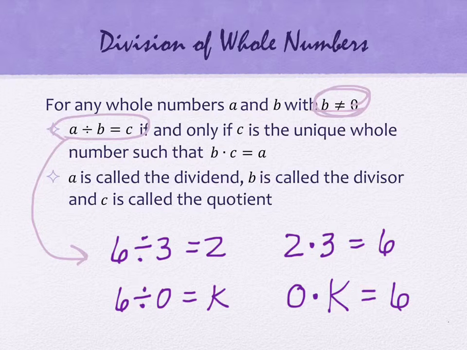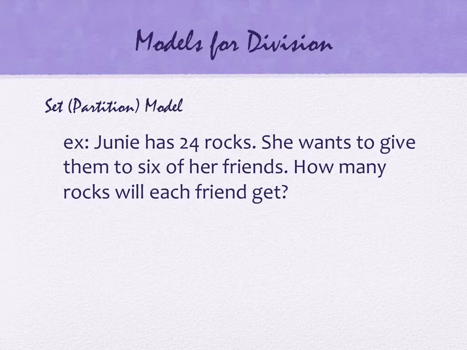You've probably heard this language before. A is the dividend, B the divisor, C the quotient. Quotient is probably the one that we use the most when we're talking about division at the younger ages. All right, there are 4 models for division. The first 2 are grouped together in your book. I separate them out because they each have a different flavor. The first one is the set partition model. Junie has 24 rocks and she wants to give them to 6 of her friends.